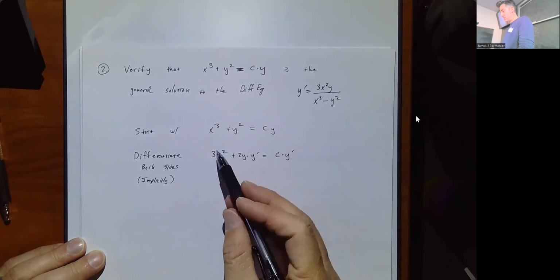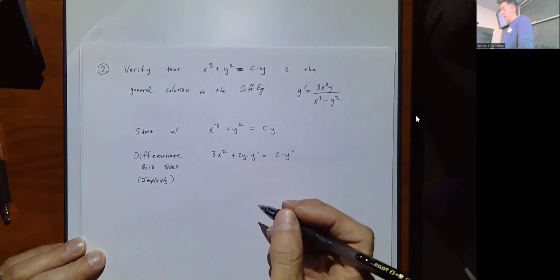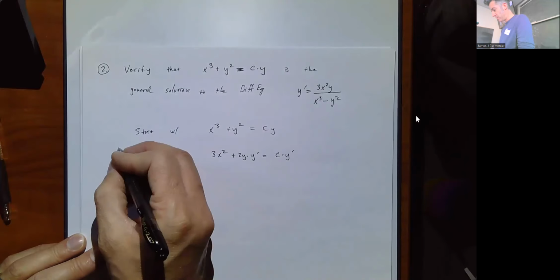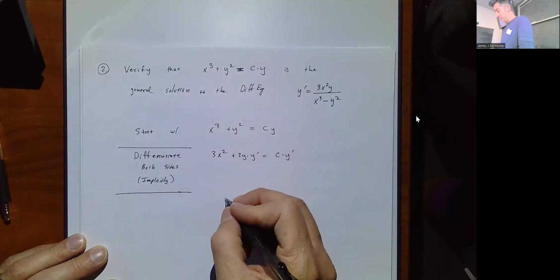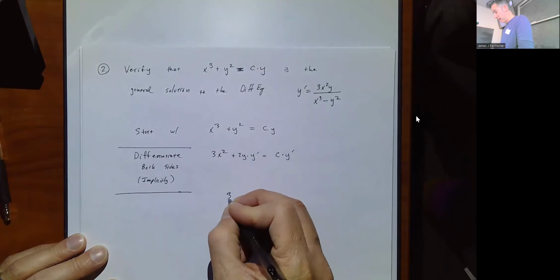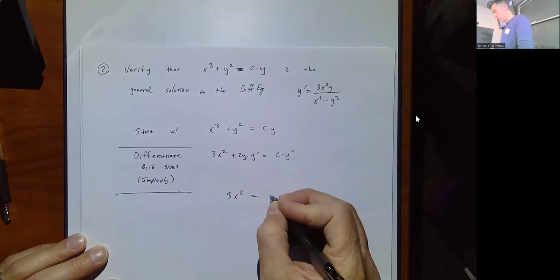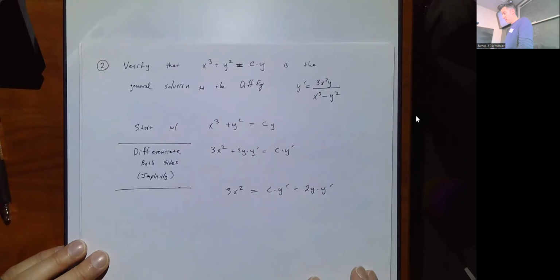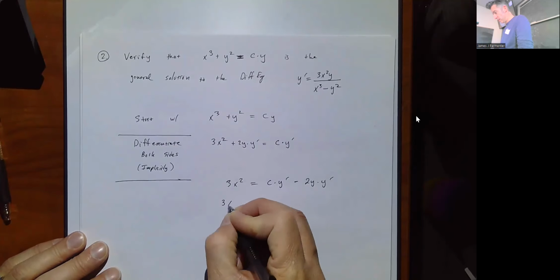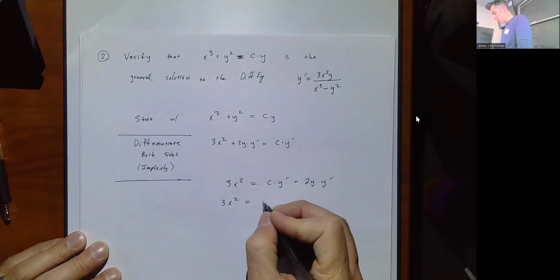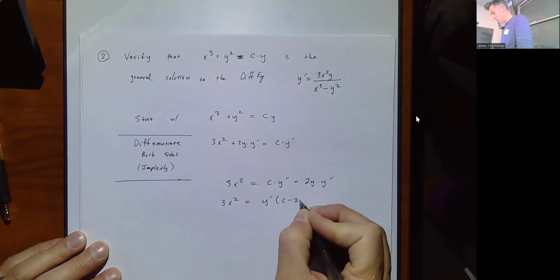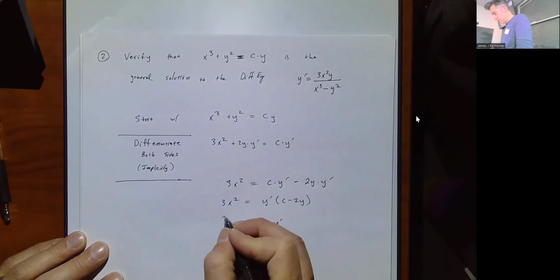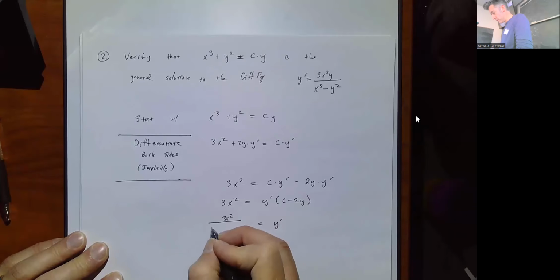So I'm going to try and solve this for y prime. I think, yeah, I guess so. I will point out a lot of these problems are kind of like do what you can. So if I solve for y prime, I would say that 3x squared is equal to c times y prime, minus 2y times y prime. Factor out the y prime. So 3x squared is equal to y prime times c minus 2y. Solve for y prime. The y prime is going to equal 3x squared over c minus 2y.